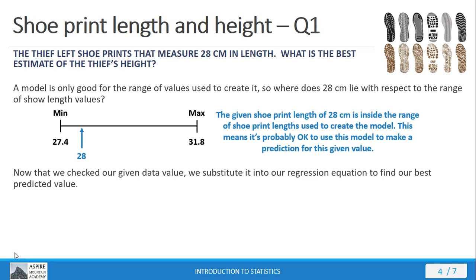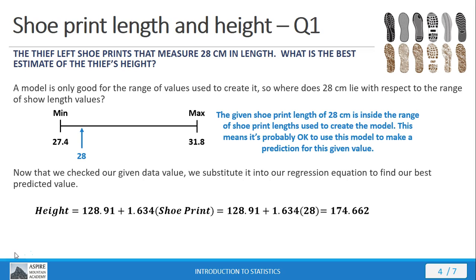Now we check our given value, so we're going to substitute in our regression equation, find our best predicted value. So the height is equal to this expression that you see here. We substitute in 28 for the shoe print length, and out comes 174.662. This is the predicted height of our thief. Could round that to 1 decimal point, 174.6.